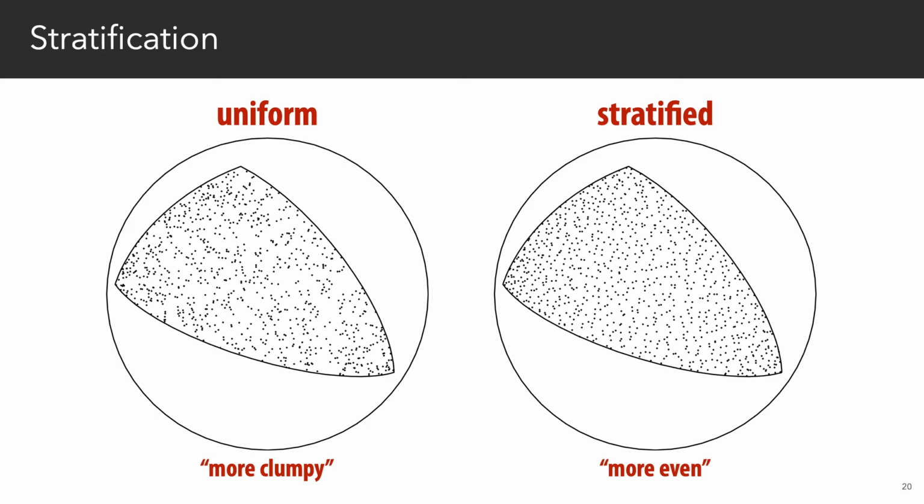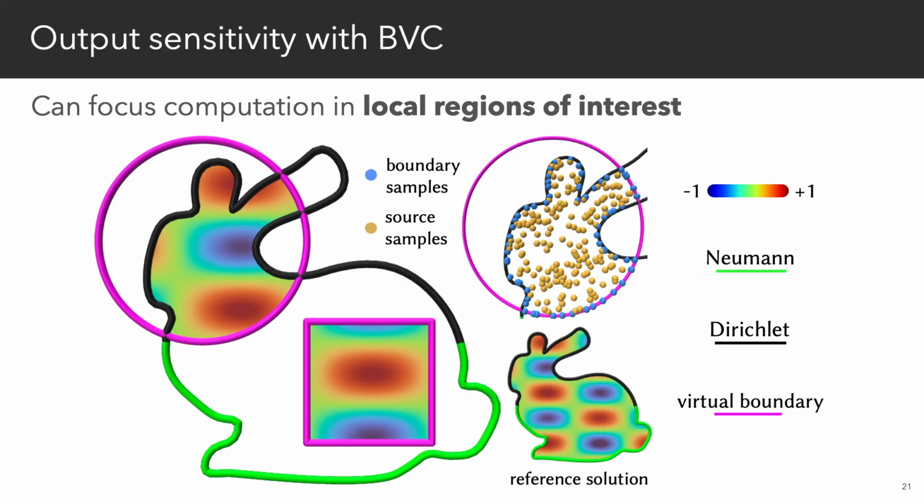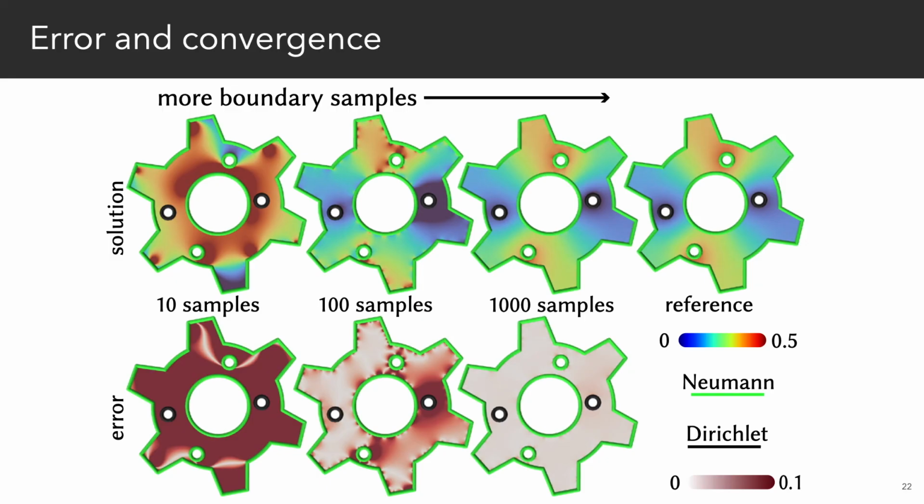And we find that stratification of samples leads to even better results, just like in rendering, where generating stratified samples on the camera can improve image quality. Now, a unique feature of BBC is that we can focus computation only on local regions of interest. This is quite different from the boundary element method, where we have to perform a global solve over the entire domain. Now, one challenge is that, like a traditional PDE solver, error in the estimated solution is more global, but the formulation is progressive and unbiased, so the error still vanishes with more boundary samples.